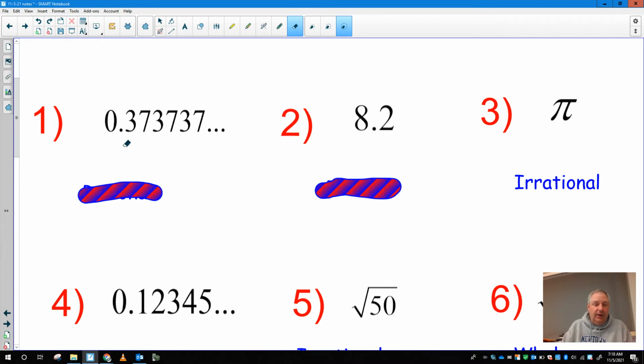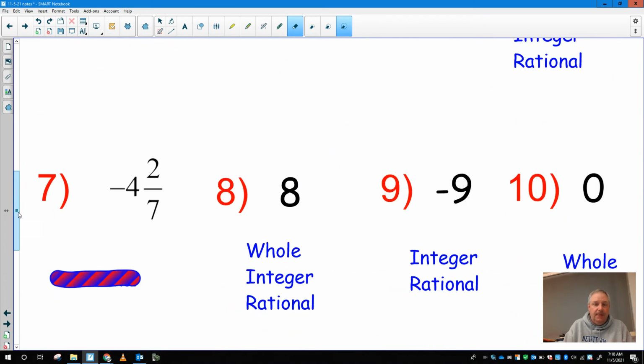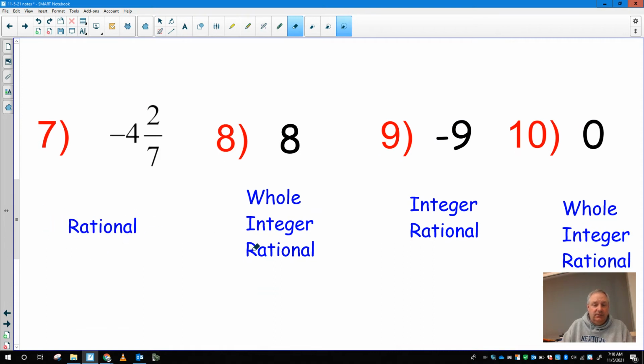You can make this into 37 over 99. It repeats. You can make this 8 and 2 over 10. So it's a fraction. Number 7 is already a fraction. If you study these, they're really not that difficult. And if you look for one group at a time, like I just did, like look for the irrational, look for the whole numbers, etc.